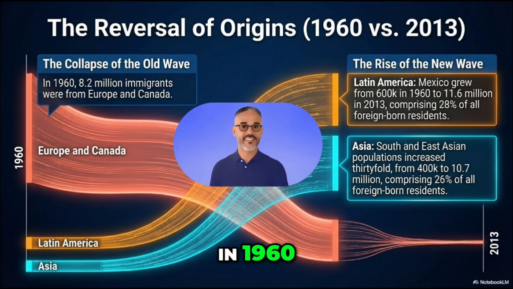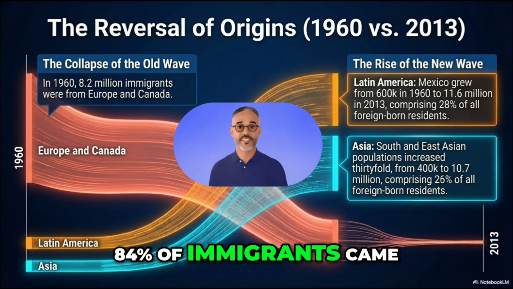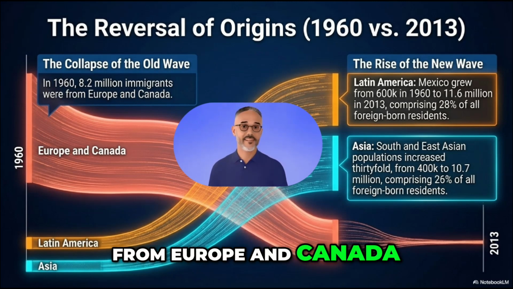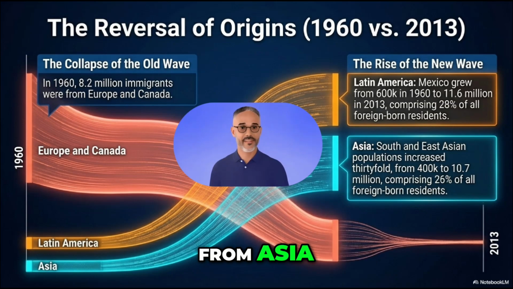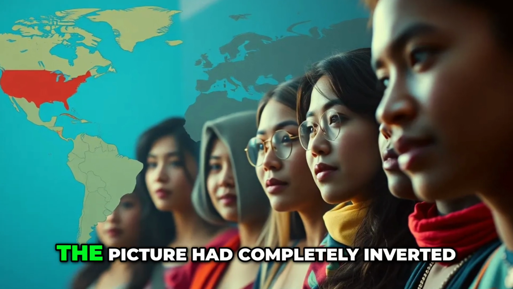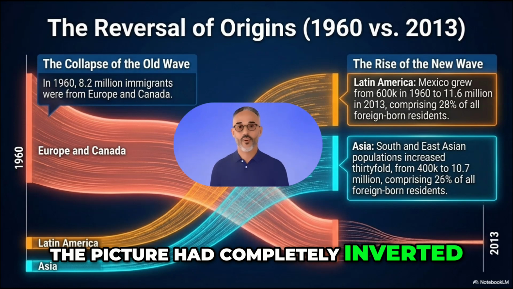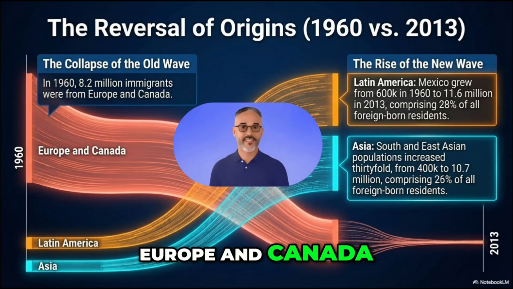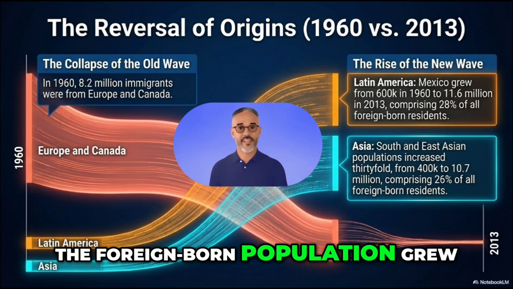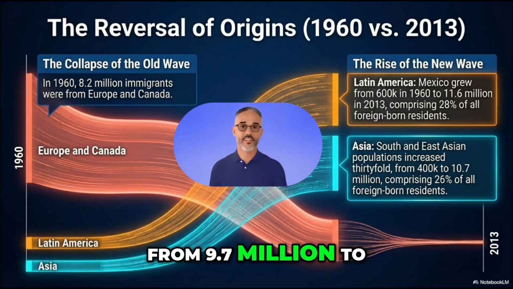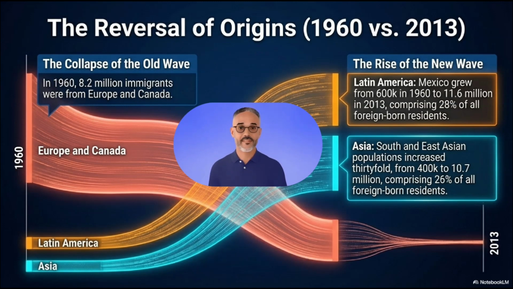In 1960, 84% of immigrants came from Europe and Canada, with only 6% from Latin America and 5% from Asia. By 2013, the picture had completely inverted. Only 12% came from Europe and Canada, while 51% came from Latin America and 28% from Asia. The foreign-born population grew from 9.7 million to over 40 million.